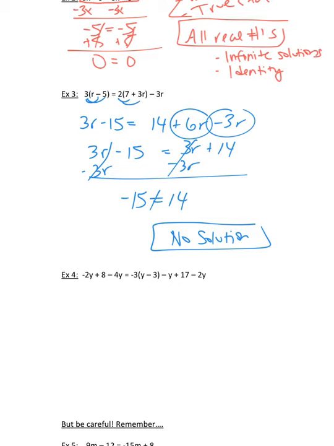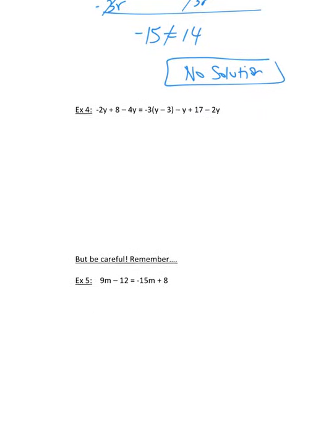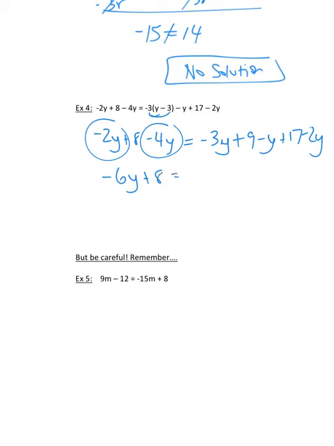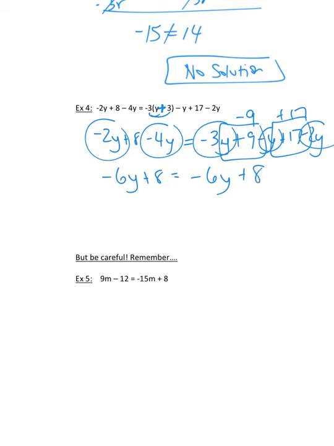In example 4, I'm going to distribute and combine like terms. So I have negative 2y plus 8 minus 4y equals negative 3y plus 9 minus y plus 17 minus 2y. I'm going to combine on the left. I have negative 6y plus 8. On the right, I have negative 3y minus y minus 2y is negative 6y, and then plus 9 plus 17. There's a typo here, guys. It's supposed to come out to be 8. Minus 9 plus 17. This is supposed to be a plus, sorry. I wanted it to come out to be negative 6y plus 8 also. So just make that correction.